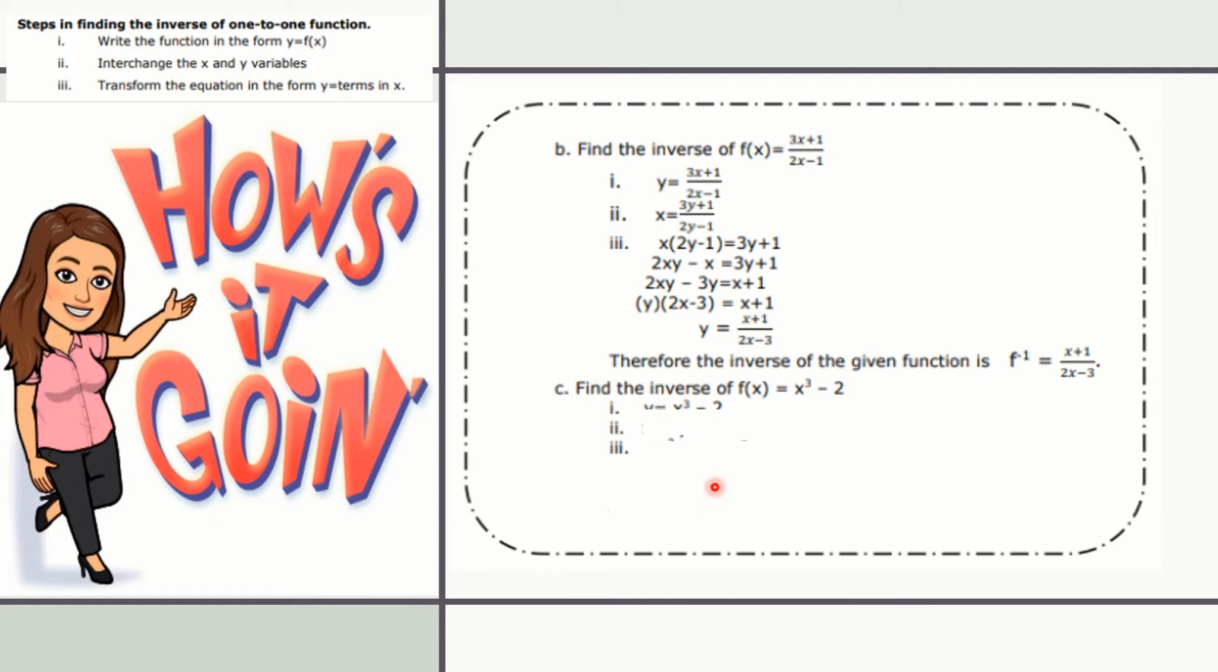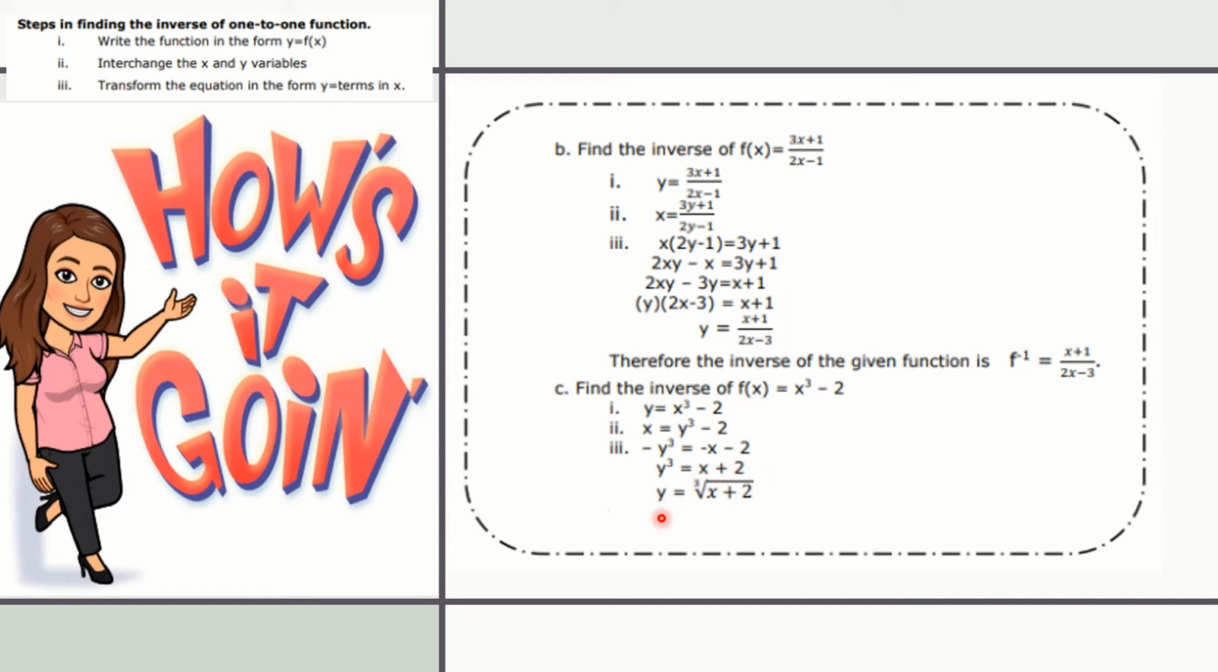All right, first step is y equals x cubed minus 2. Second step is x equals y cubed minus 2. The third step is to put again all the y on one side. Negative y cubed equals negative x minus 2. Dividing everything by negative 1, or multiplying everything by negative 1, we get y cubed equals x plus 2.